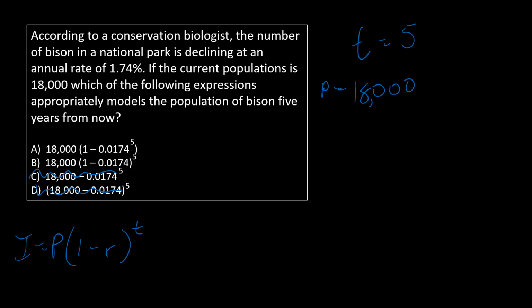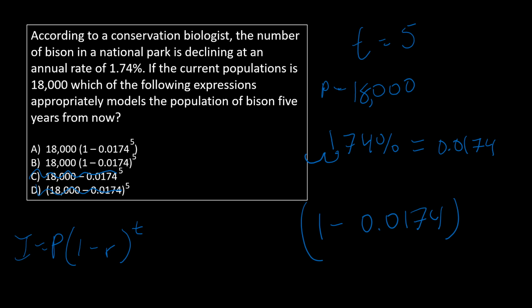Now I need our 1.74%. It's a decimal. We're going to move it 2 places. It's going to be 0.0174. And then I want 1 minus 0.0174 because that's our rate, to the power of time, which is 5. And that's going to eliminate A because that 5 is inside the parentheses, leaving me with answer choice B.